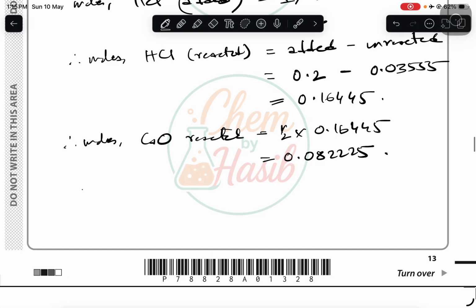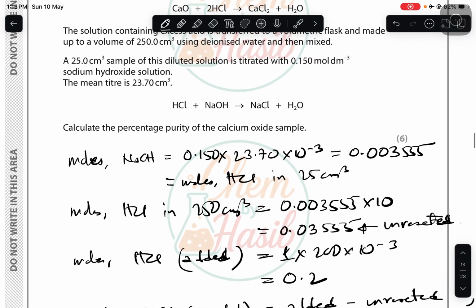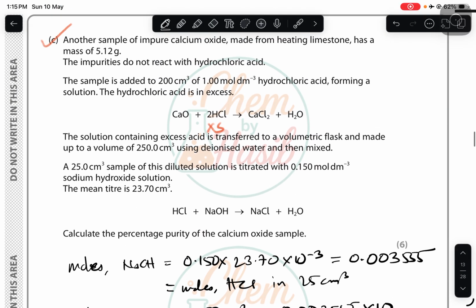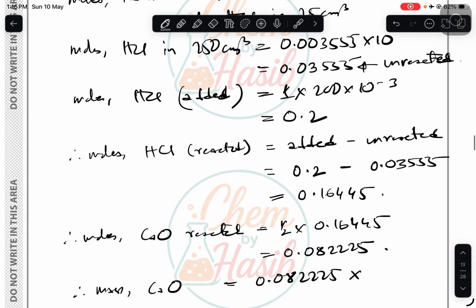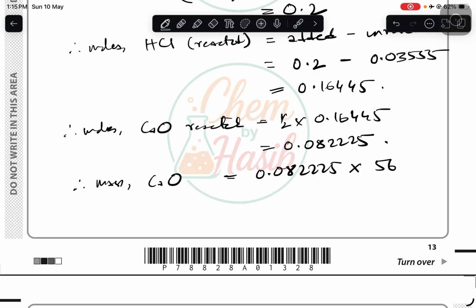Then we find the mass of calcium oxide. The mass of calcium oxide would be 0.082225 multiplied by the molar mass of calcium oxide. We have to find the molar mass. Calcium is 40.1, oxygen is 16. So the molar mass of calcium oxide is 40.1 plus 16, which is 56.1. If you multiply, your answer comes out to be 4.6128 grams.